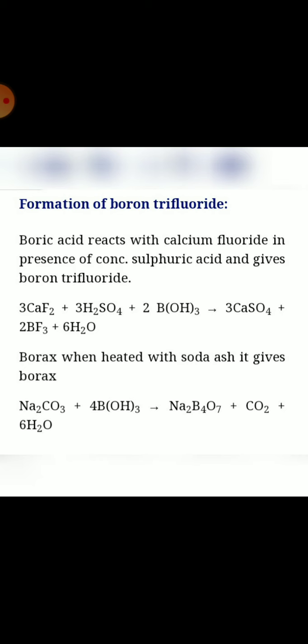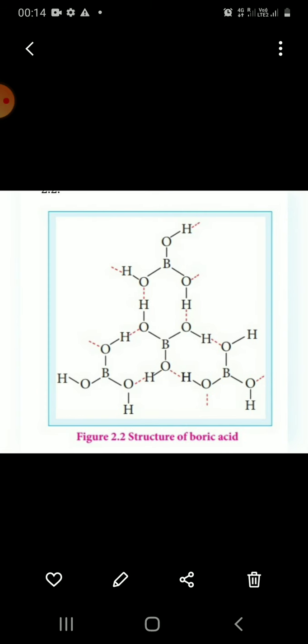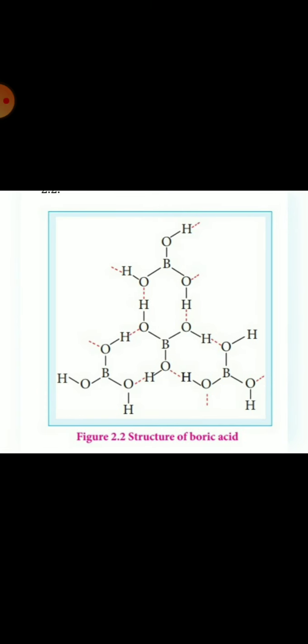Then boric acid, when heated with soda ash, gives borax. Soda ash means Na2CO3, washing soda. Boric acid, B(OH)3, reacts with sodium carbonate, or soda ash, to form borax, Na2B4O7, plus carbon dioxide plus water molecules released. Then this is the structure of boric acid, chain formation of boric acid.